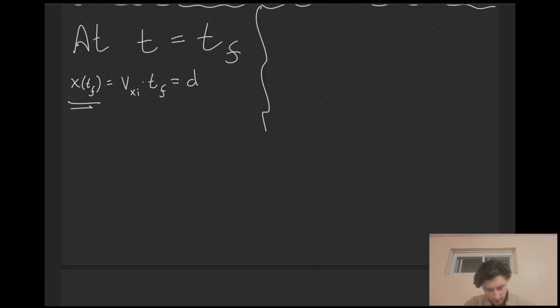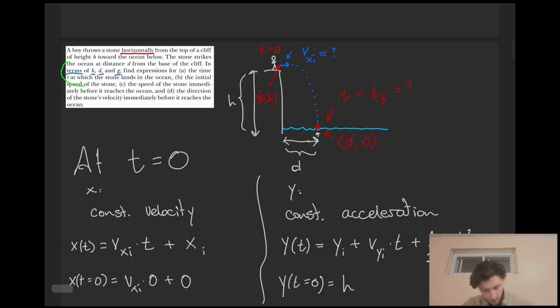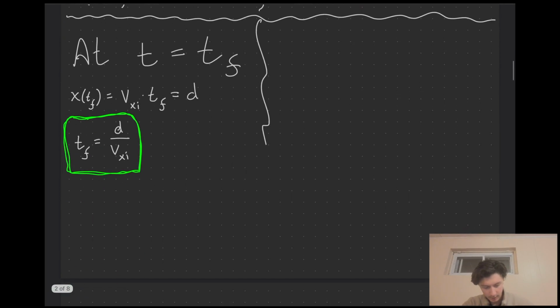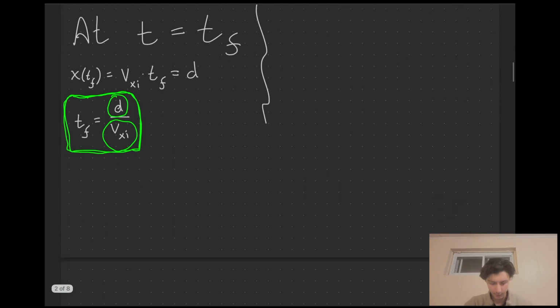Now, if you guys want, we can isolate for t final since that's what we're looking for. And how we do that is just d over Vx initial. So this is an interesting equation, which I'm going to box in this green color. But it doesn't give us the answer because remember, they asked us to find things in terms of h, d, and g. Here, we have it in terms of d and this Vxi. And remember, the Vxi was just me introducing it. So I'm not allowed using this in my solution. I'm going to lose some marks. So what can we do here?